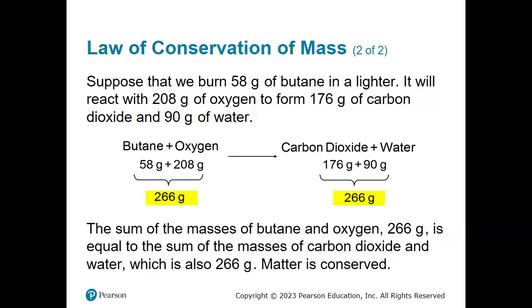And so this would work for any kind of process that we wanted to go through. If we wanted to look at a chemical reaction, we could measure the mass of the reactants, measure the mass of the products, compare them to each other, we should get the same thing. If we wanted to look at a physical process, something even as simple as just taking a piece of paper and ripping it into a bunch of pieces.